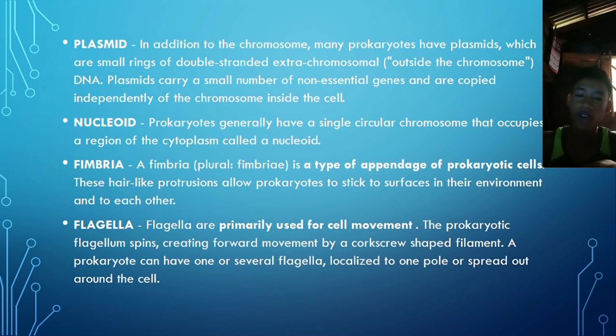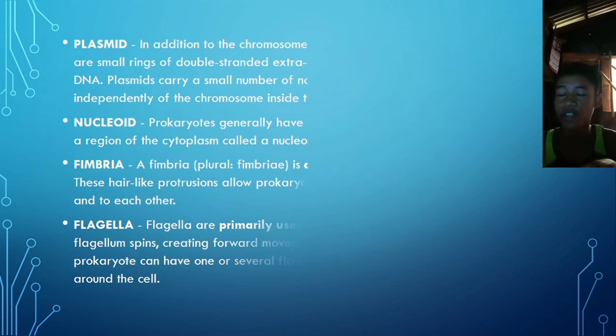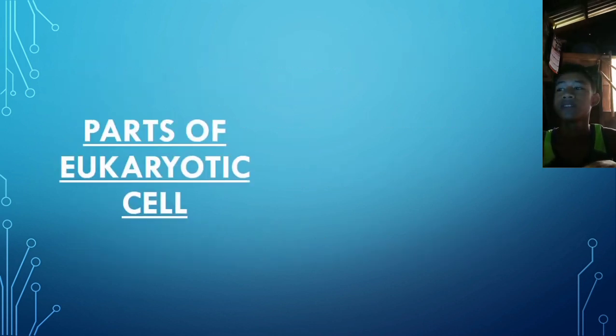The next one is the flagella. Flagella are primarily used for cell movement. The prokaryotic flagellum spins, creating forward movement by a corkscrew-shaped filament. A prokaryote can have one or several flagella, localized to one pole or spread out around the cell. Now, those are the parts of the prokaryotic cell.